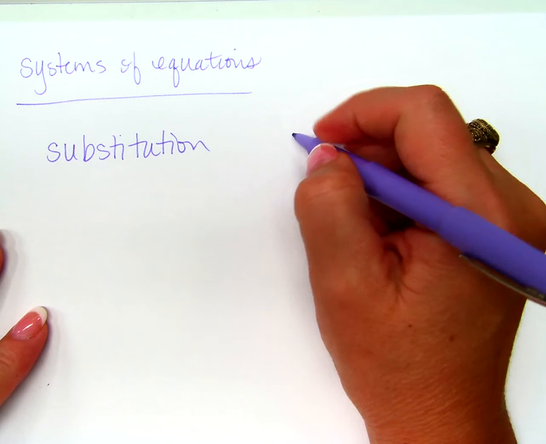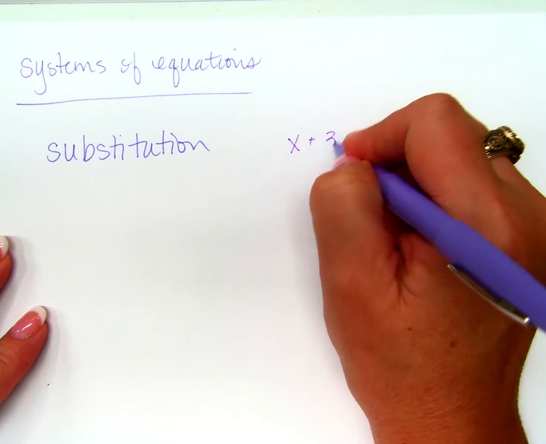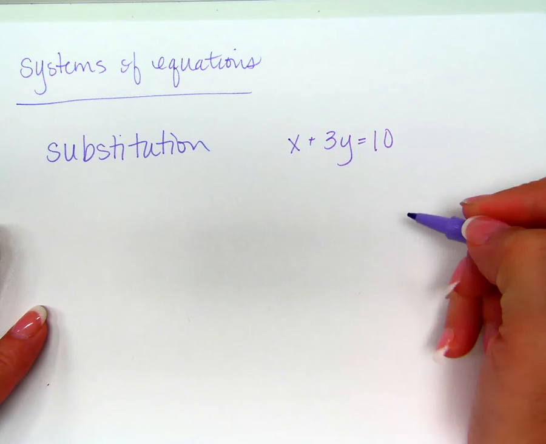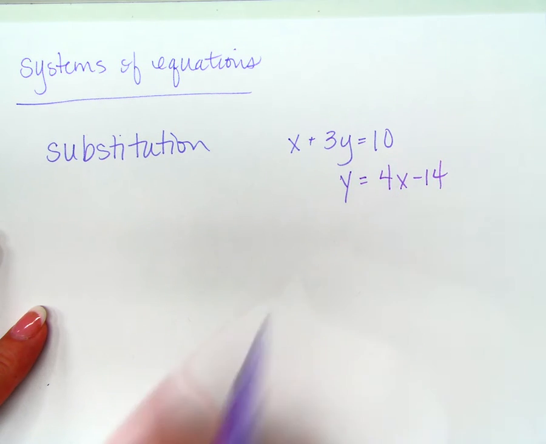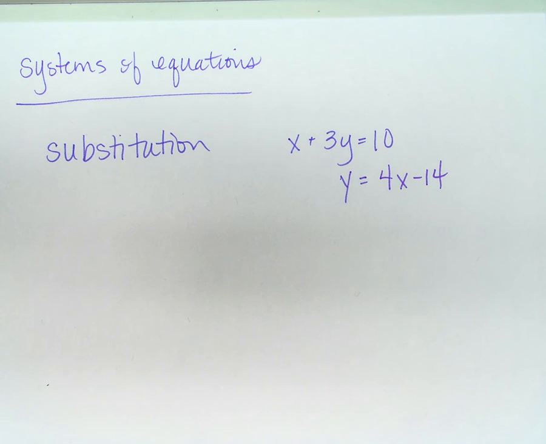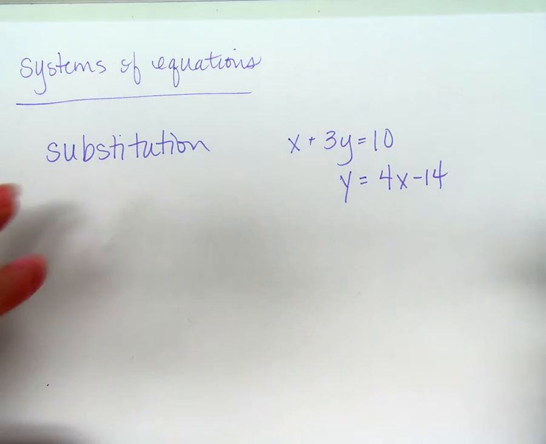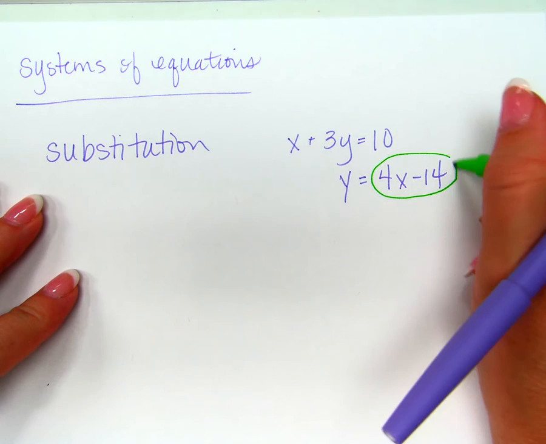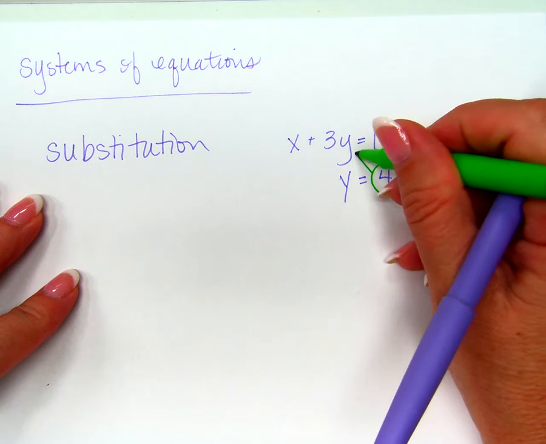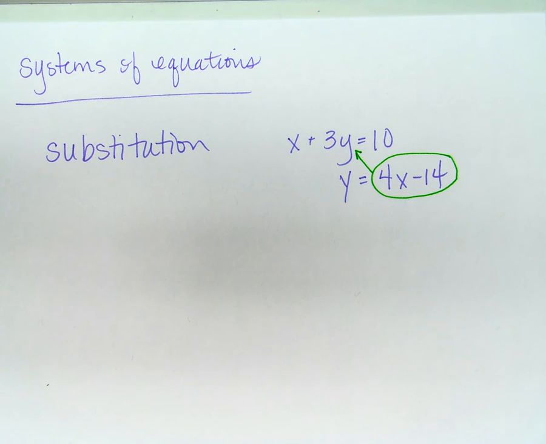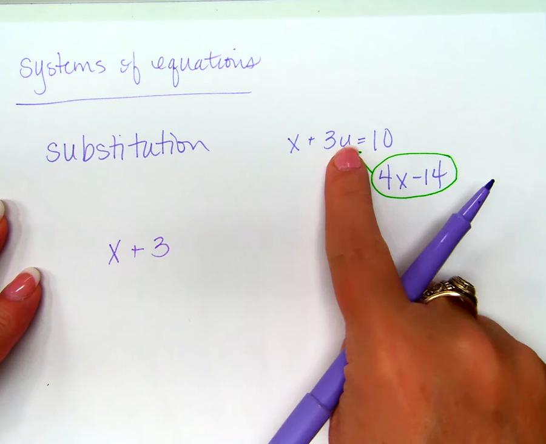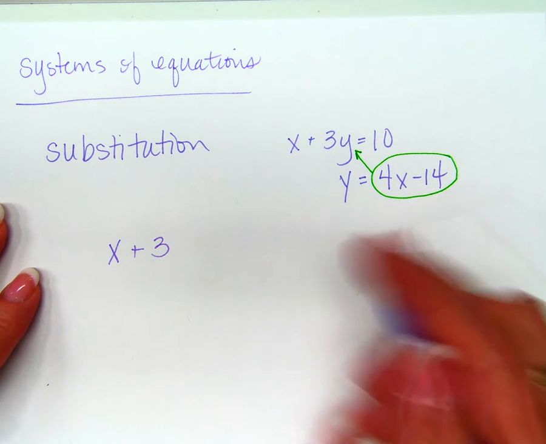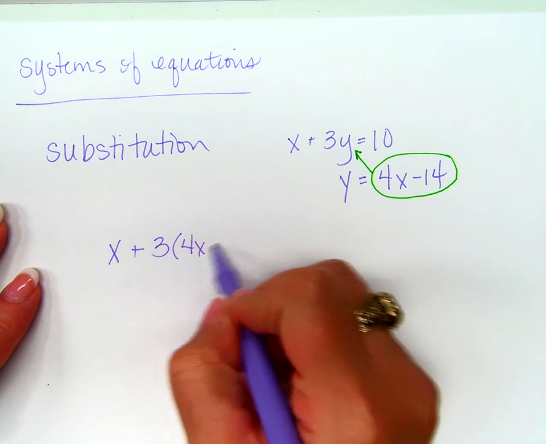Yes? Okay. So if we had x plus 3y equals 10, and if I also tell you that y equals 4x minus 14, how could I solve this system of equations using substitution? Well, you know what y equals, right? y equals 4x minus 14. Why don't we just put that in for y? So let's rewrite the first equation, x plus 3, but instead of writing y, I'm going to write what I know y is, which is 4x minus 14.